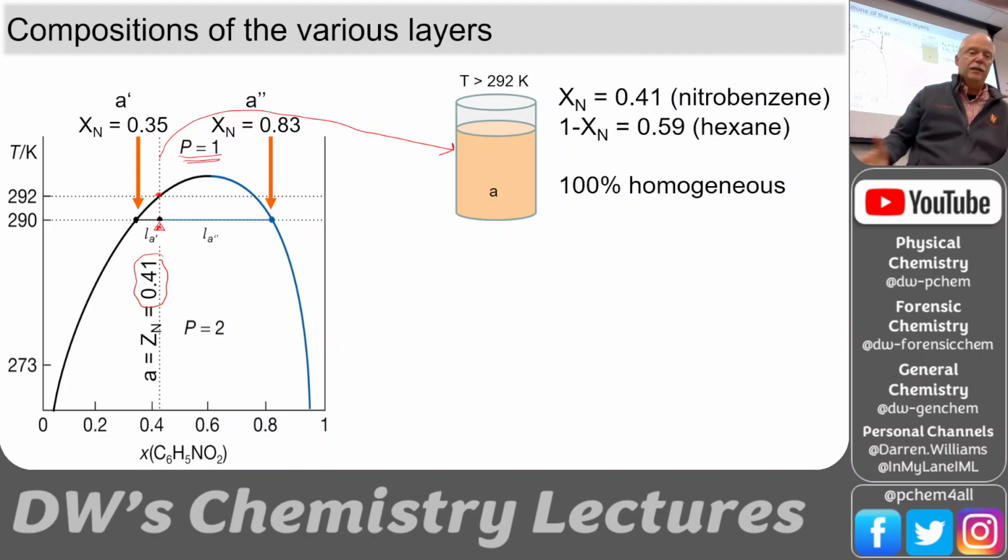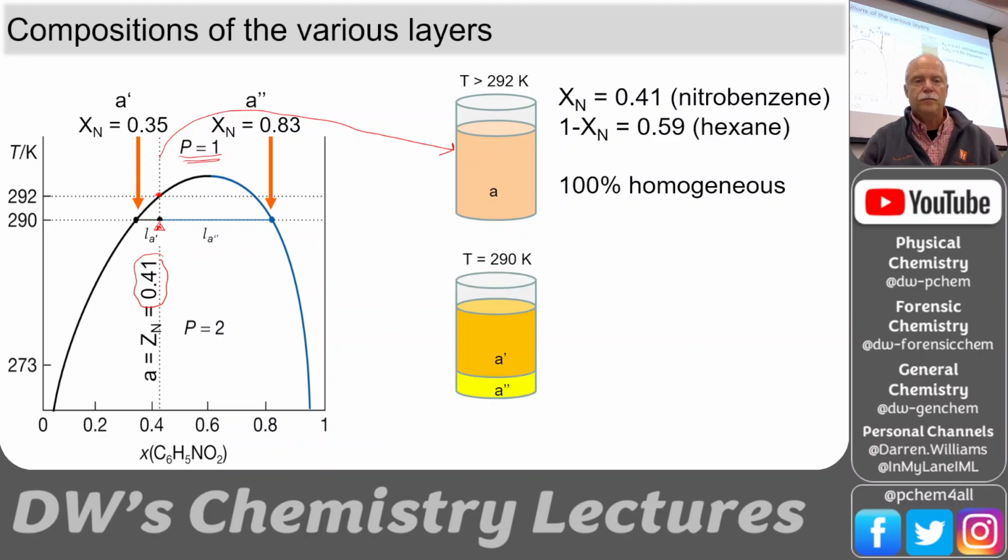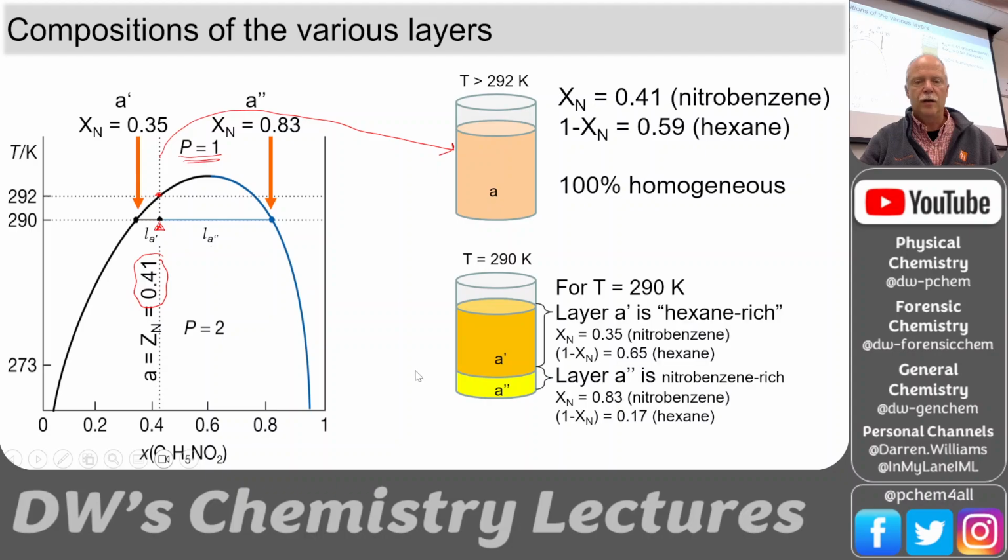So it's still mostly hexane, 65% hexane. So this is what it would look like. The nitrobenzene is going to be more dense, so it's the lower layer. And so we have these compositions. So it's this top one, the larger layer.